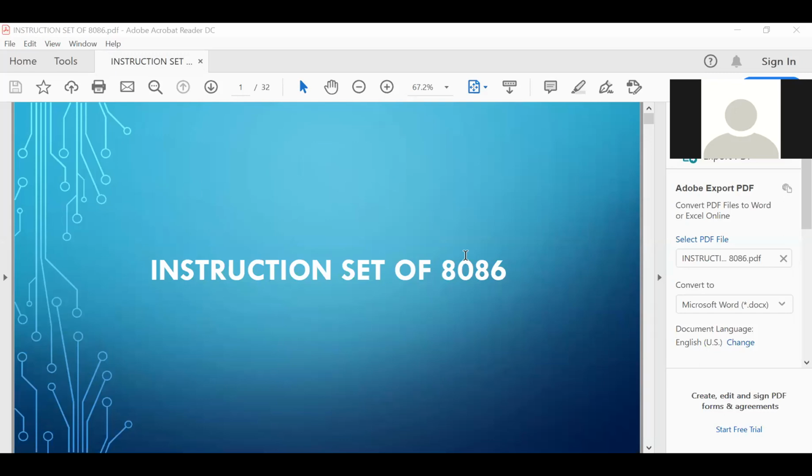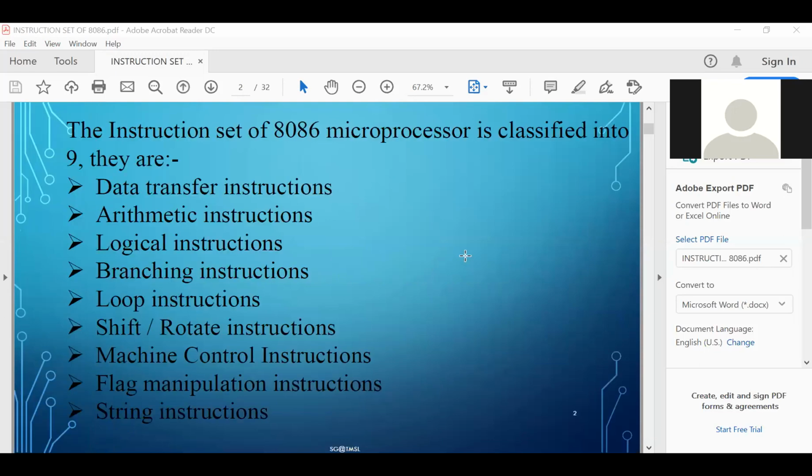Okay, so I would like to discuss today about the instruction set of 8086 microprocessor. So let's start with the instruction set.